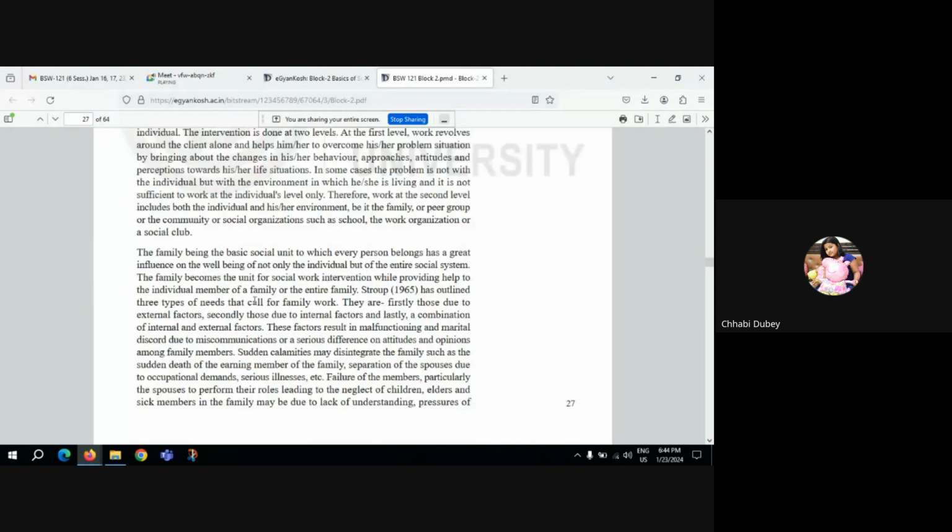Now we know that the family of any individual is one of the most important organizations. It is the most important unit which influences the individual to a great extent. So the family becomes the unit for social work intervention when we are providing help to the individual members of the family or the entire family.